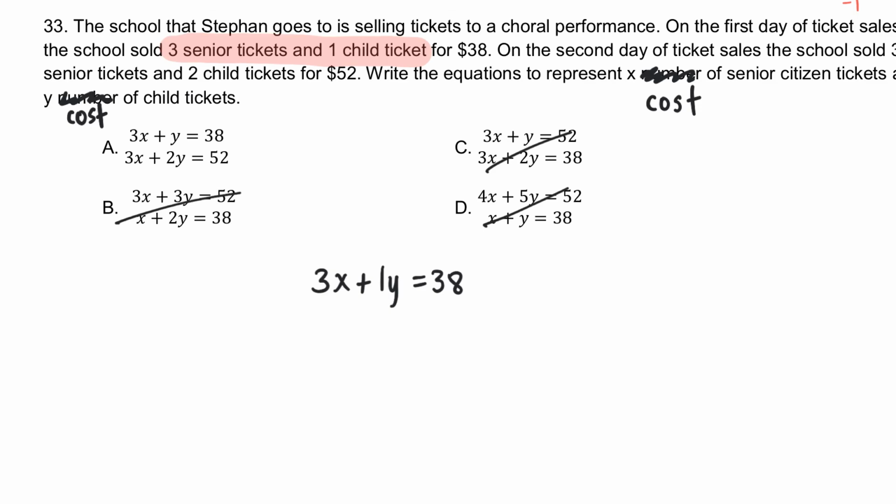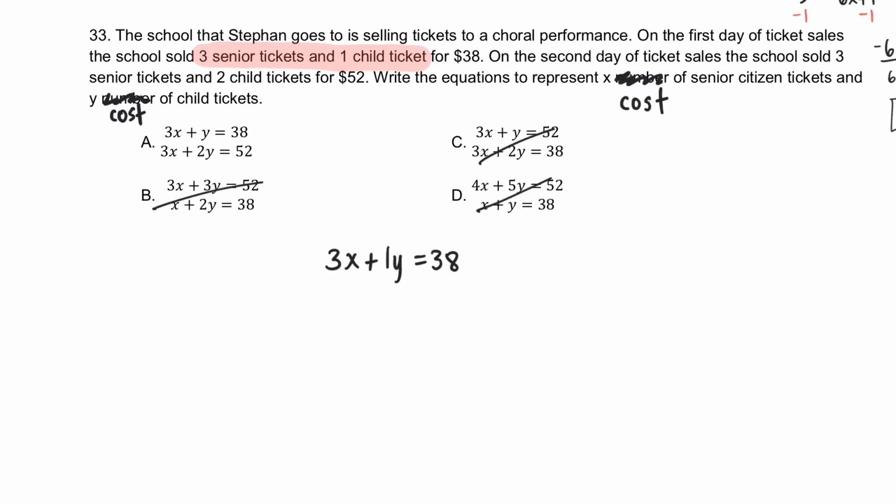Let's just double check here. It also said that we sold 3 senior tickets and 2 student tickets for $52. So you should have 3 senior tickets plus 2 student tickets for $52. Yeah, so that's going to be A here.